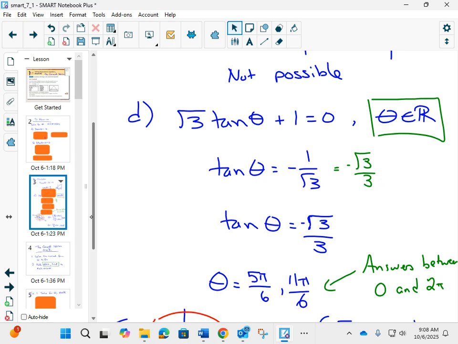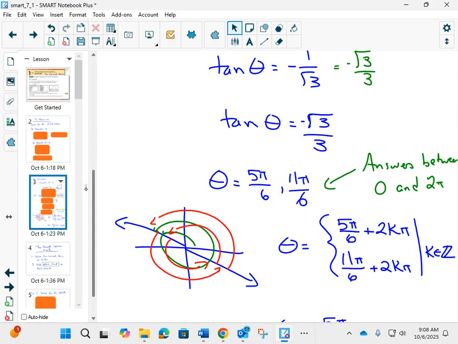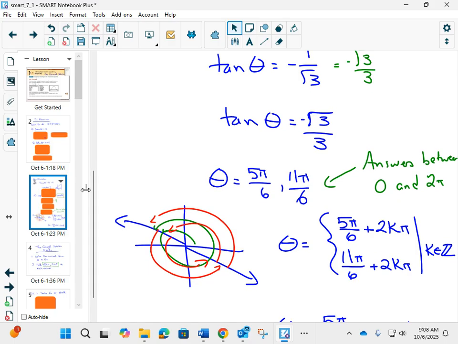Now if you get answers between 0 and 2 pi like this, and I've got a picture drawn here, if we kept going, you'd have so many of them. Every single one that ends here and every single one that ends there is also a solution. So chapter 7 combines coterminal angles with solving between 0 and 2 pi.